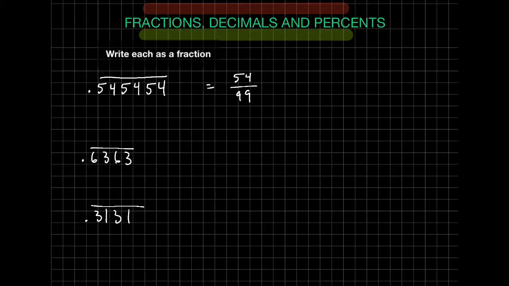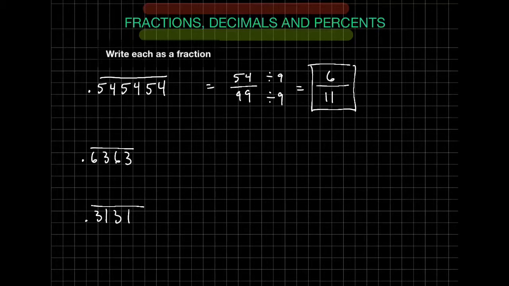Then you're going to see if you could reduce that any further. It looks like we could divide both top and bottom by 9. So divide this by 9, divide that by 9. 54 divided by 9 gives us 6. 99 divided by 9 is 11. So 0.545454 equals 6/11. And if you punch that in your calculator, you're going to see that that's true. If you divide 6 by 11, you get 0.5454, and that just keeps on going.